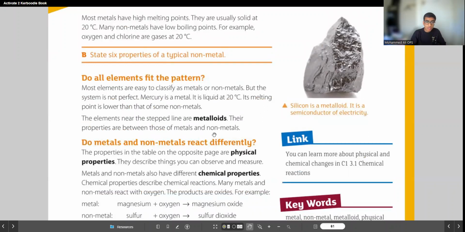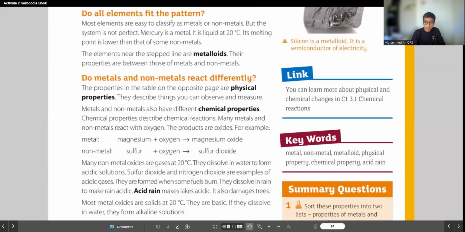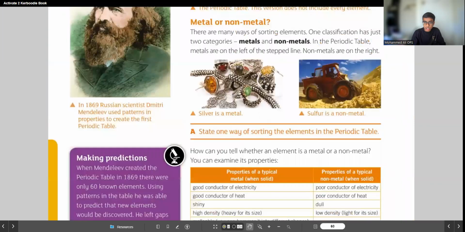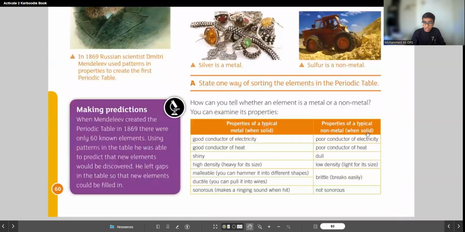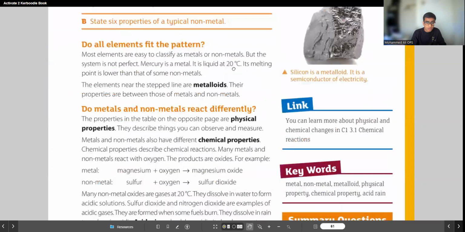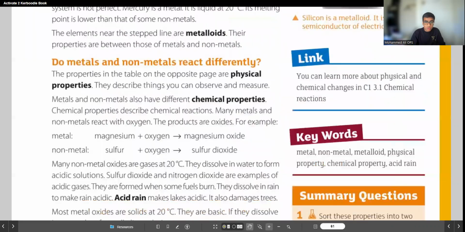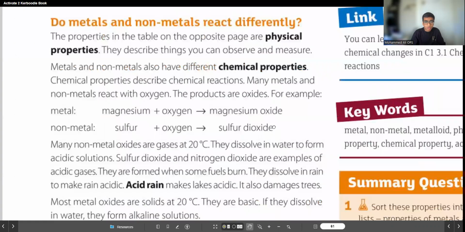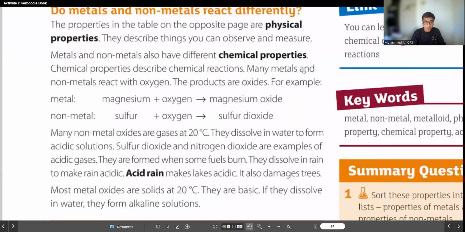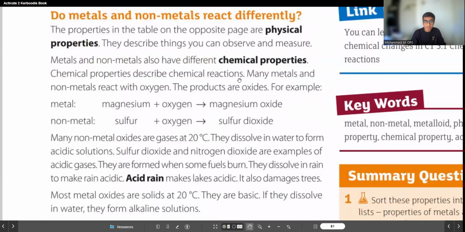So do metals and non-metals react differently? The properties in the table on the opposite page, the table that we've seen before for the properties of a typical metal and the properties of a typical non-metal, describe things that you can observe and measure. Metals and non-metals also have different chemical properties. The chemical properties describe chemical reactions.